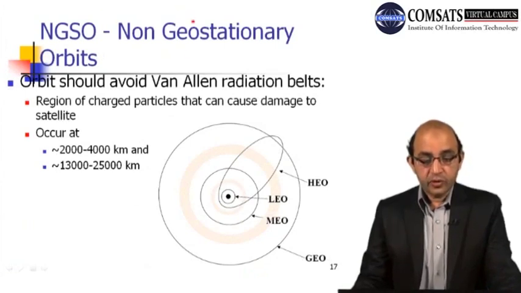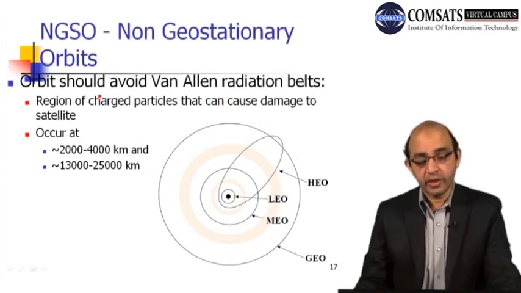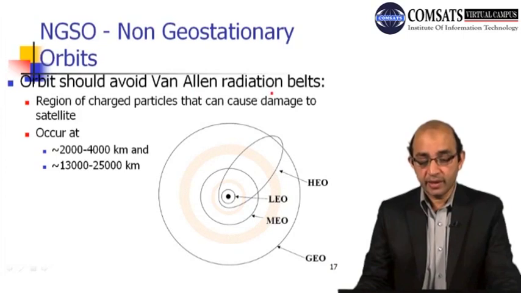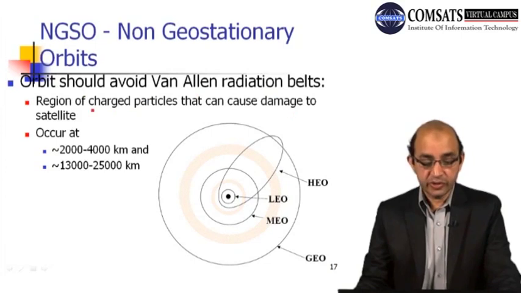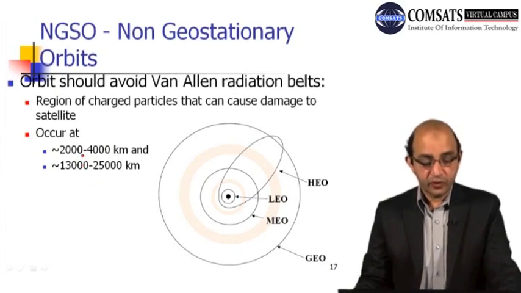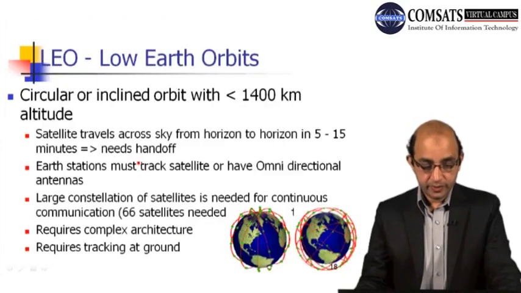So here we have non-geostationary orbit and GSO. The orbit should avoid Van Allen radiation belts, regions of charged particles that can cause damage to satellites, right? And this is the region we should avoid, roughly between 2000 to 4000 kilometer and between 13,000 to 25,000 kilometer. So we should avoid it.